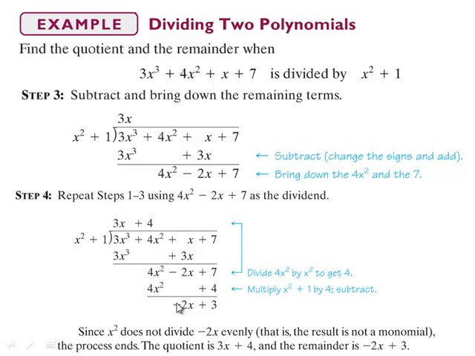Subtract, and notice that the negative 2x plus 3 is smaller degree compared to x squared plus 1. That means that you're done dividing, and 3x plus 4 is your quotient, and negative 2x plus 3 is your remainder. So you could write the quotient 3x cubed plus 4x squared plus x plus 7 divided by x squared plus 1. You could write that division as 3x plus 4 plus negative 2x plus 3 over x squared plus 1.